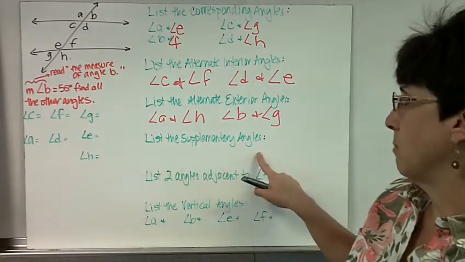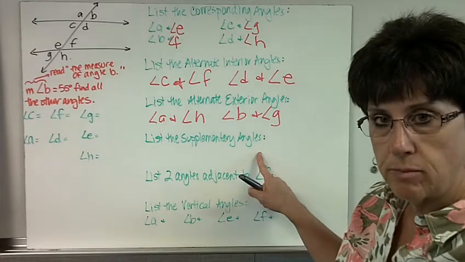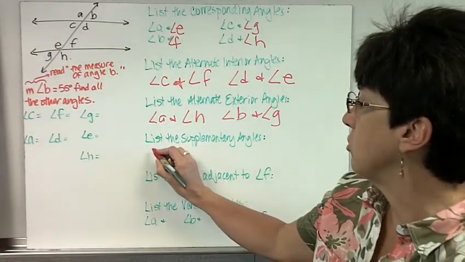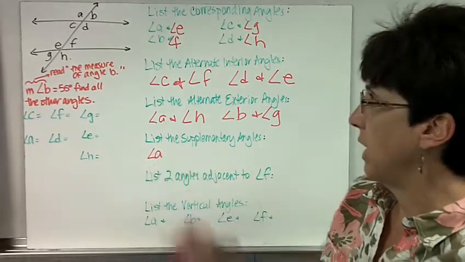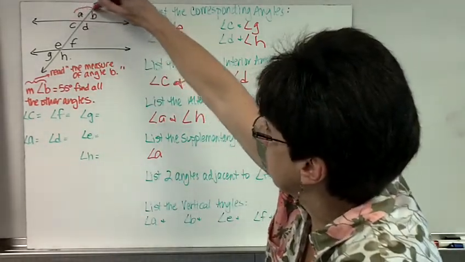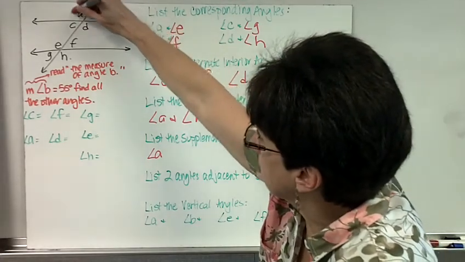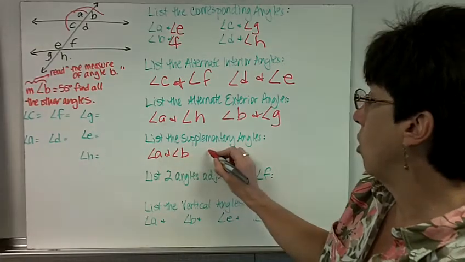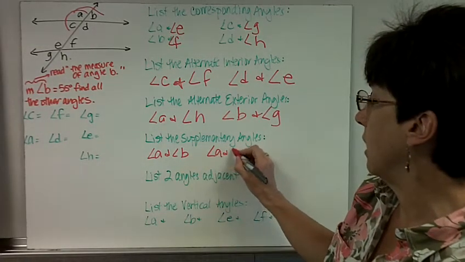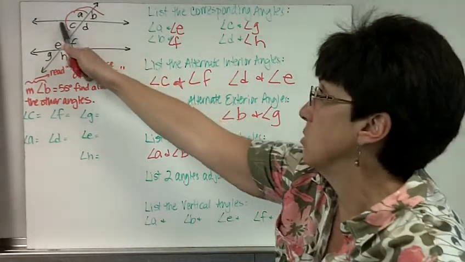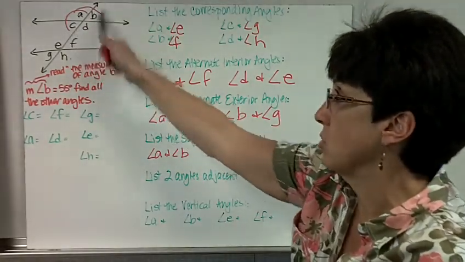All right, let's list the supplementary angles. Those are the ones that add up to 180. I'm not going to list all of them, but I want to list supplementary. If I say angle A, what would add up to 180? Well, I could make a straight line here, or I could make a straight line here. So I could say angle A and angle B, or I could say angle A and angle C. And we could do that all the way around.